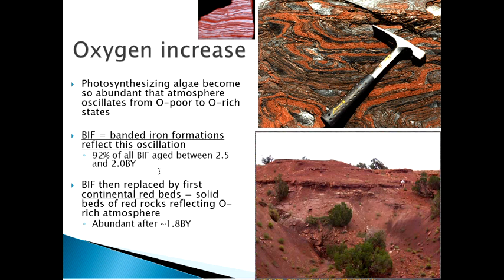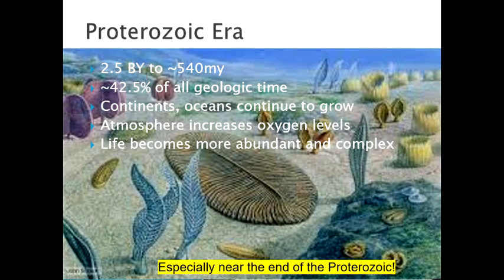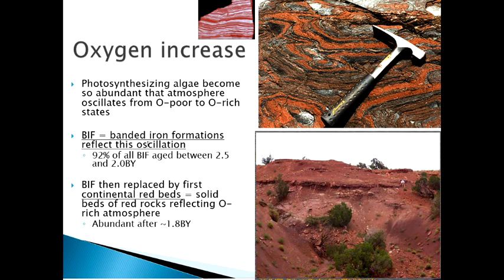Well, between 2.5 and 2.0 billion years ago, so right at the start of the Proterozoic, we produce 92% of all the BIF we've ever found. This is all over the place. About the nearest place where we can get it to us, it used to be quite common in northern Minnesota. A lot of it's been mined for iron to make steel for our modern industrial society here, but that's where a lot of our BIF happens.